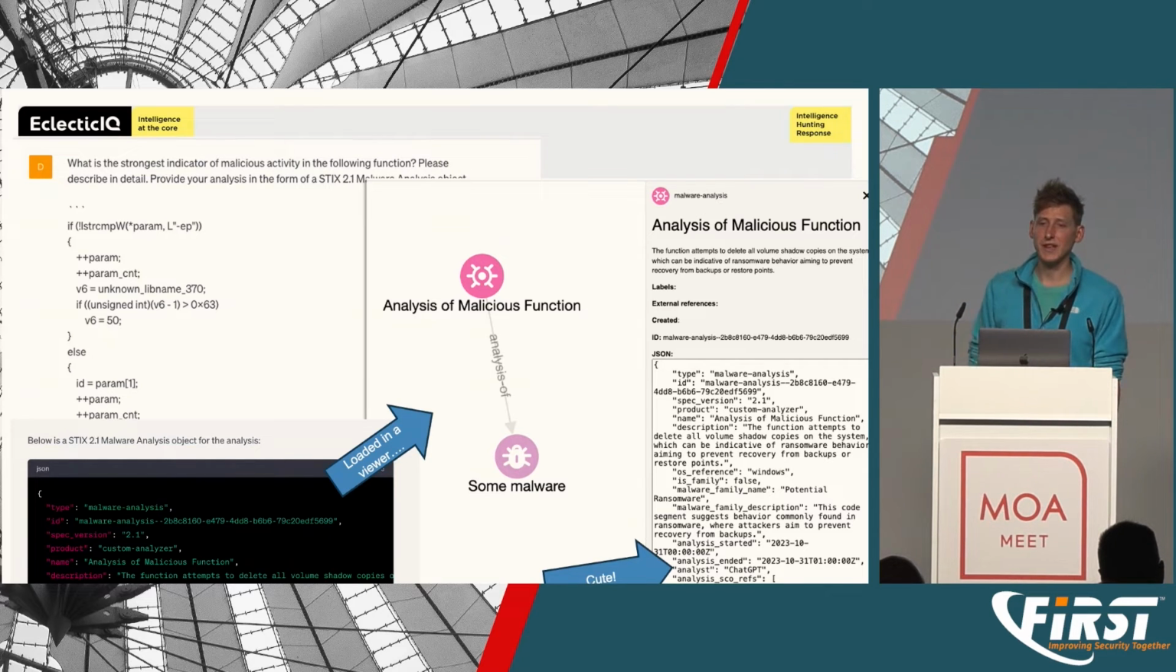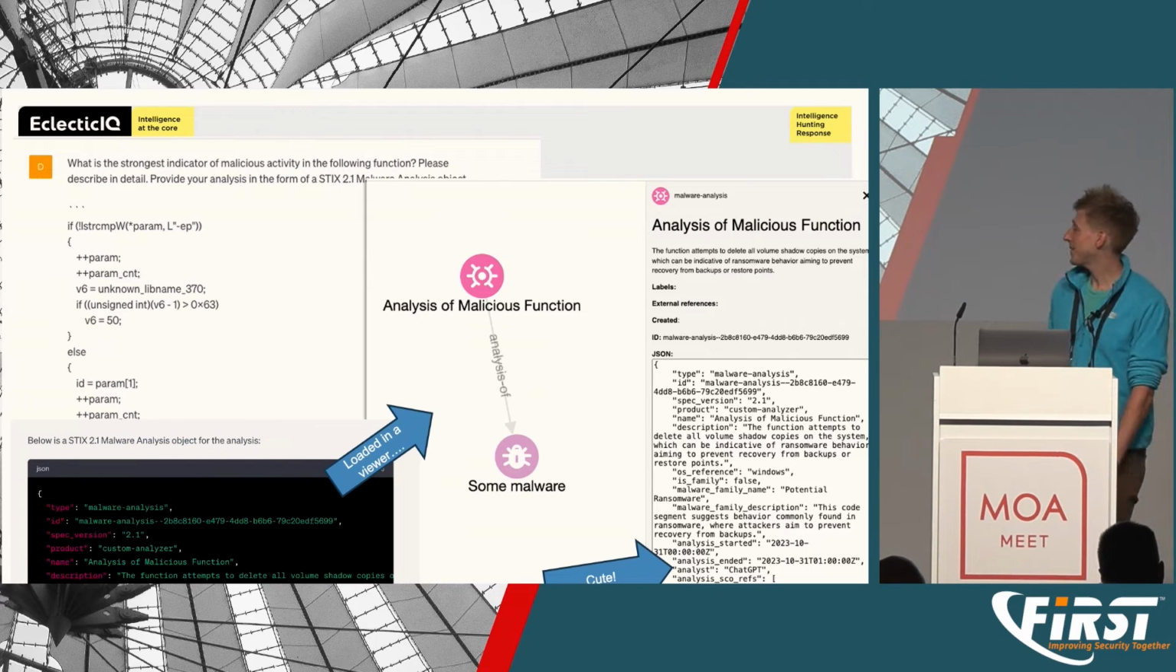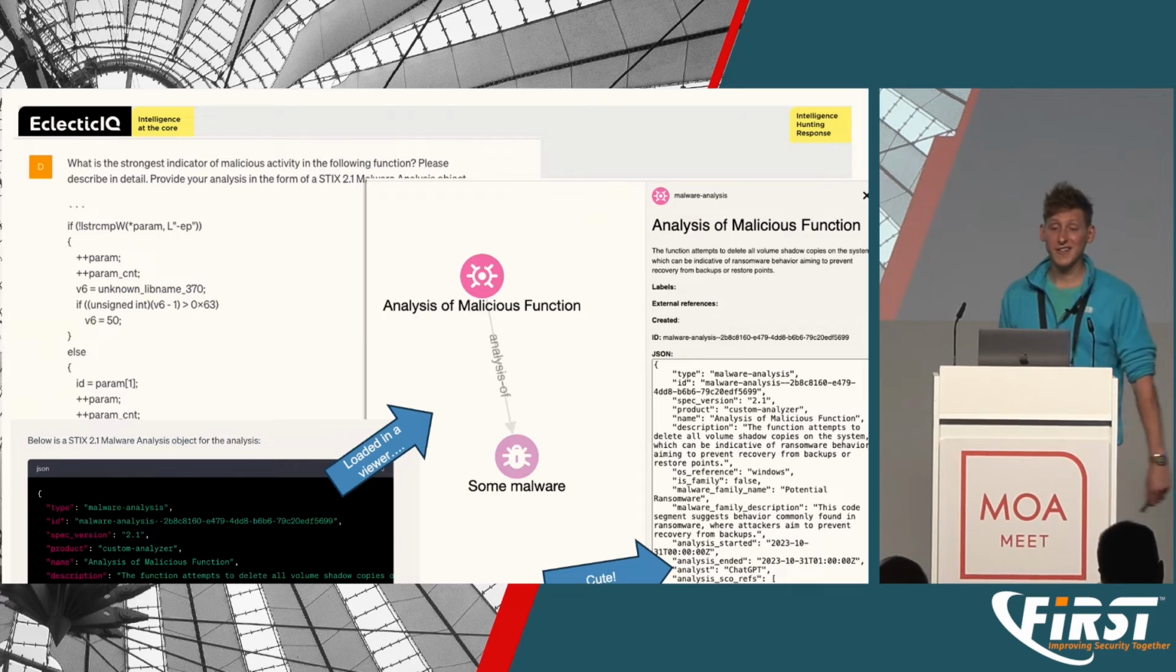So here you see a malware object and a malware analysis object with the descriptions that ChatGPT has found. And if you look at the analyst value in the STIX object, so one of the fields, you can see the analyst here is ChatGPT, which I think is really cute. But then you go down another level in trying to add structure again.